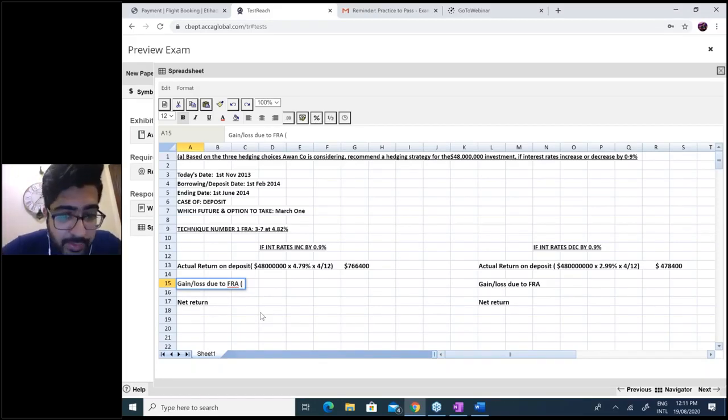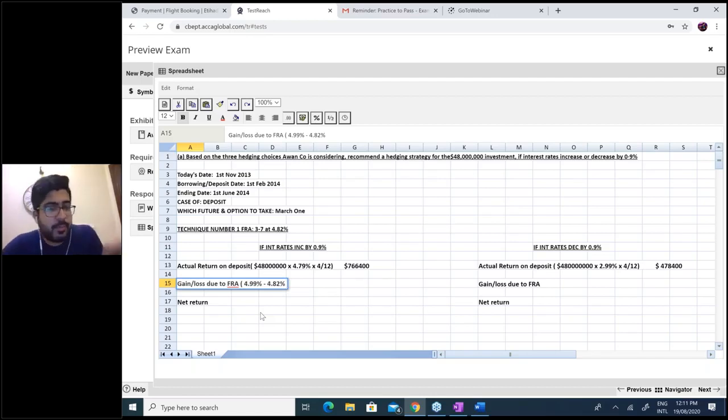If interest rates increase by 0.9, the interbank rate was 4.09, so your rate becomes 4.99. But you are doing FRA. What was the FRA rate, the lock rate? 4.82. You're doing the FRA technique, right?